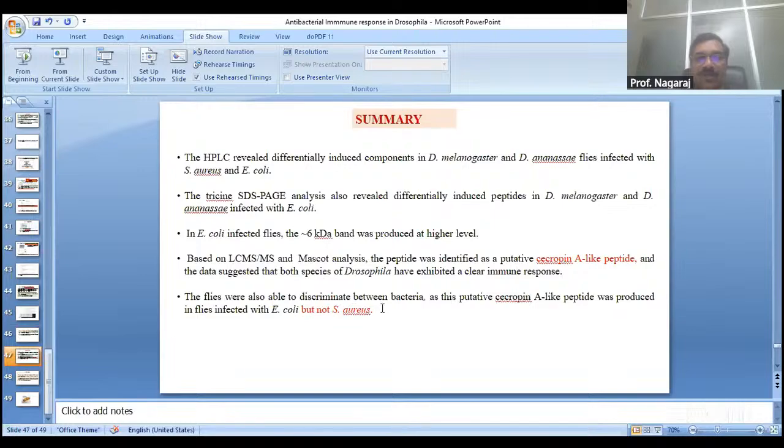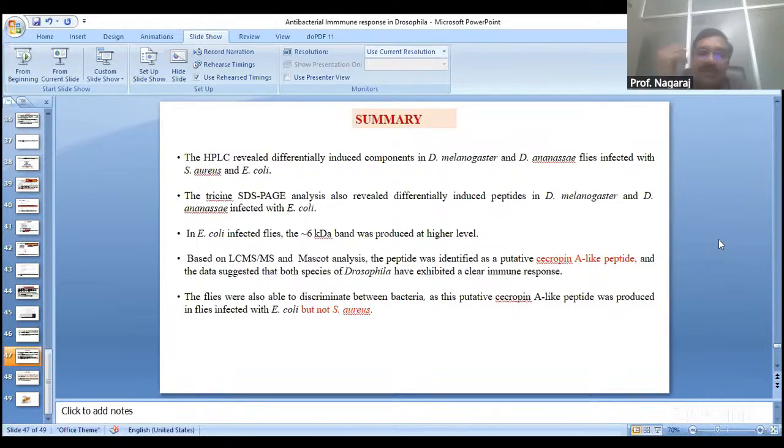The flies were also able to discriminate between bacteria, as the putative cecropin peptide was produced in flies infected with E. coli, but not SREs. So, the cecropin A-like peptide that we could see only against E. coli bacteria, but not Saccharomyces or Staphylococcus aureus strain. So this is an end point of this identification of this peptide. It still needs to be investigated further.